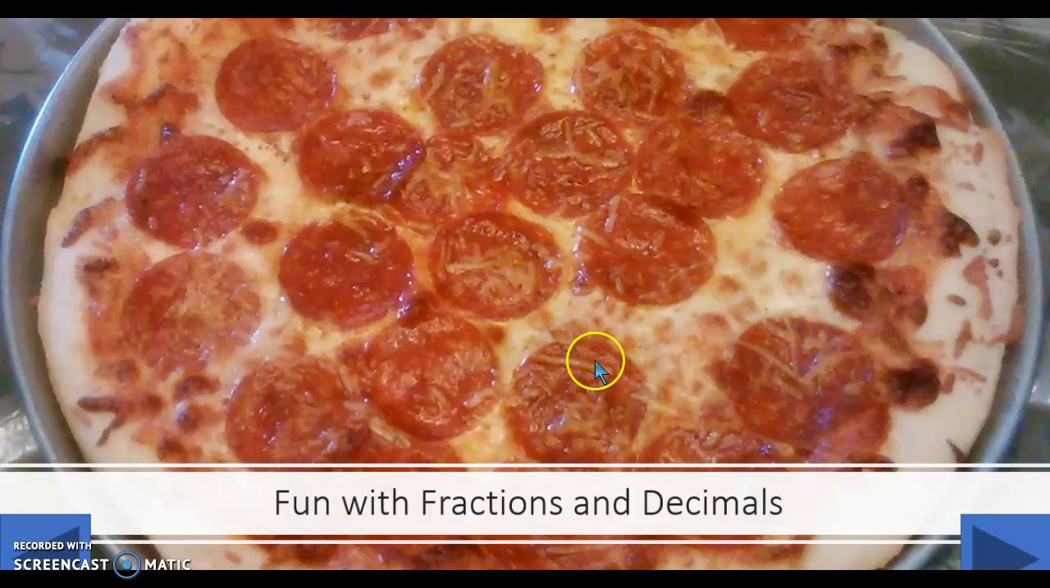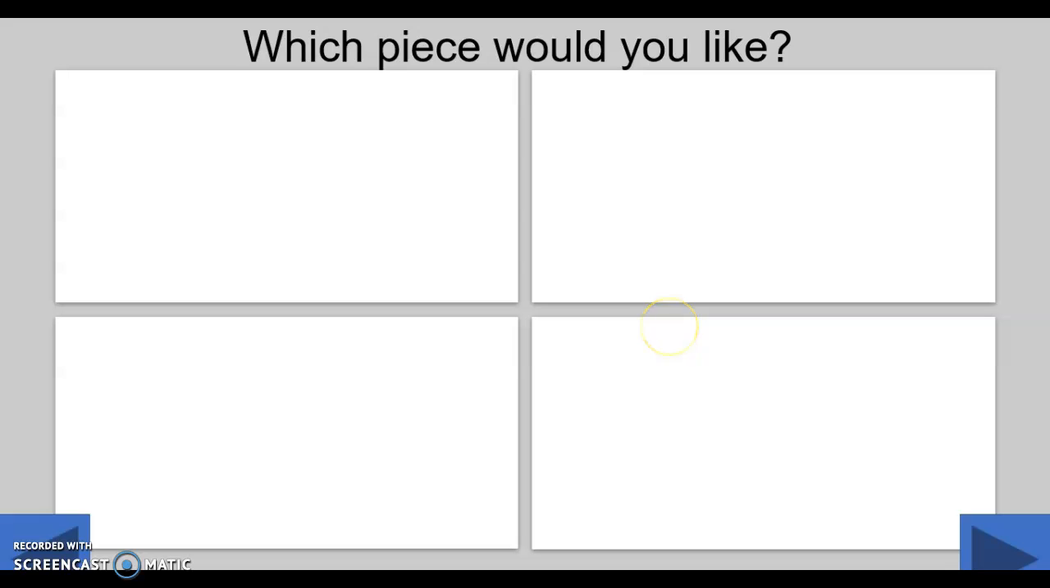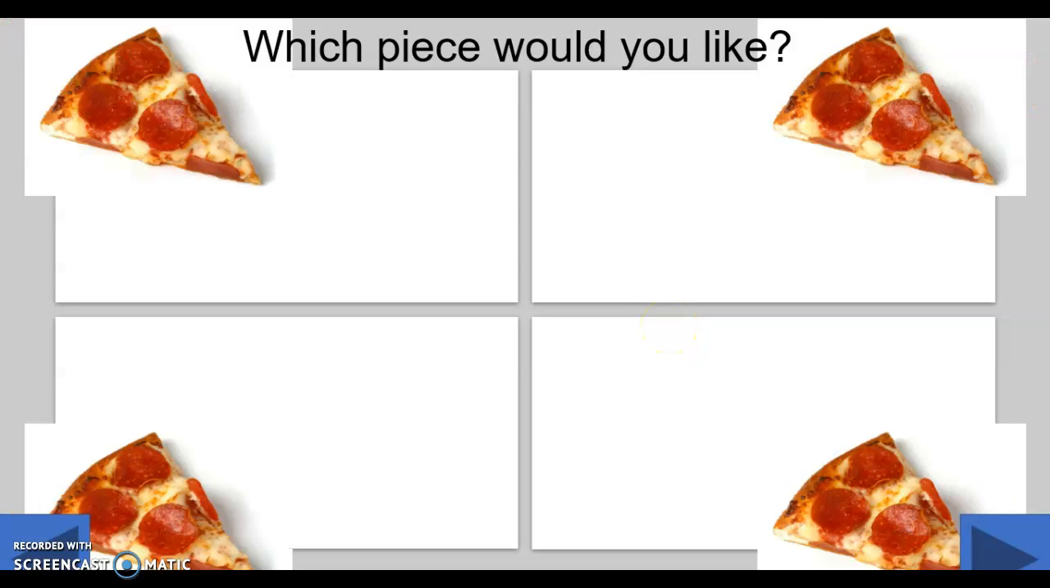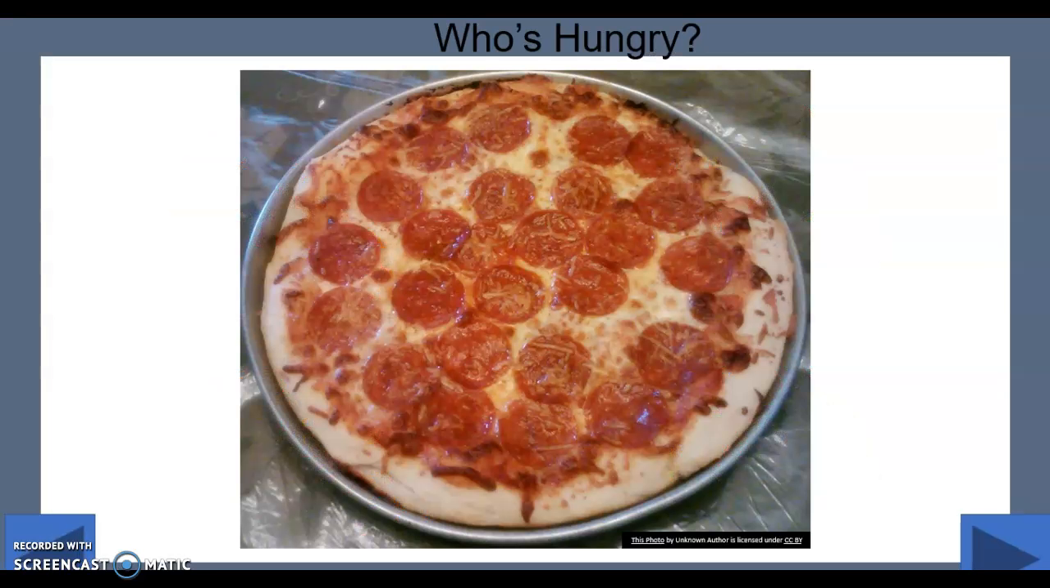Today we're going to be having fun with fractions and decimals. Which piece would you like? I'm hungry. Are you hungry too? Let's cut the pizza.